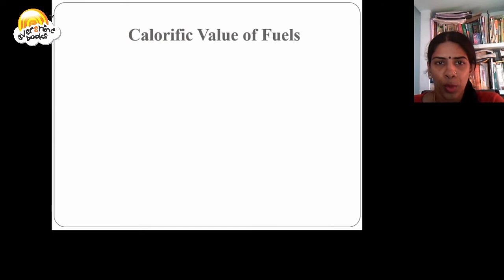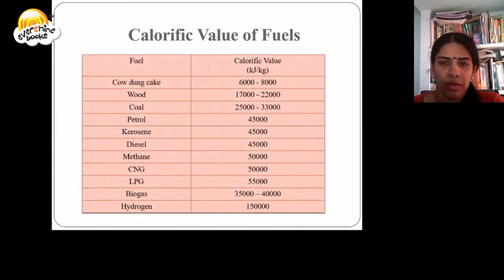Calorific value of fuels. These are the calorific values of a few fuels to help us understand which is a better fuel than the other. When the calorific value is higher, it is the better fuel. If the calorific value is higher, it is the best fuel. So this tabular column helps us identify the better fuel.